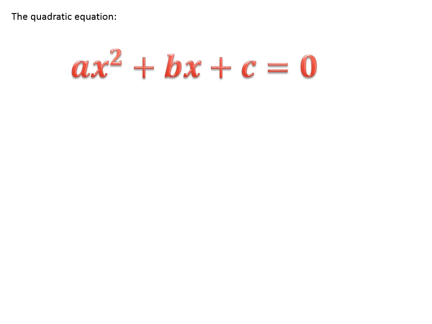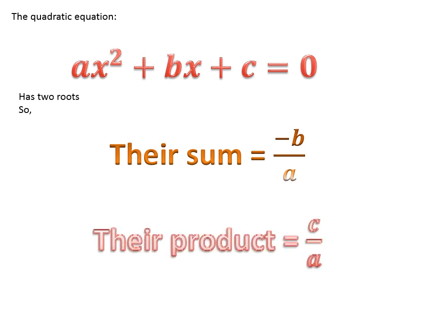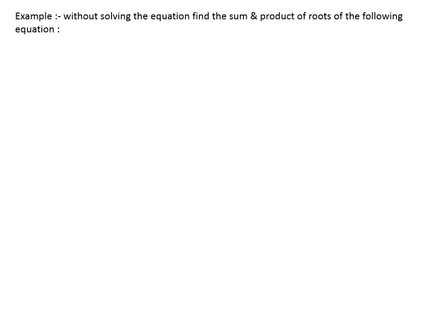First, if I talk about the sum of two roots, this equation has two roots. The sum of these two roots is equal to negative b over a. Here we have a quadratic equation, so it has two roots, and their sum will be negative b over a, and their product will be c over a. Let's have an example for that.